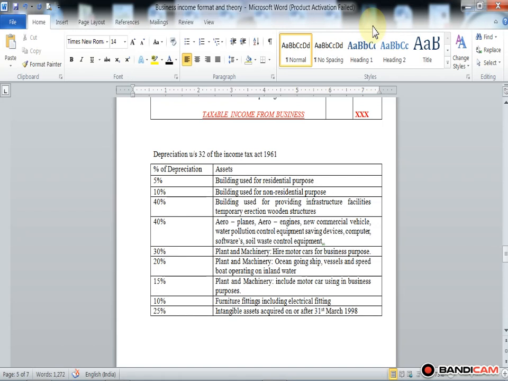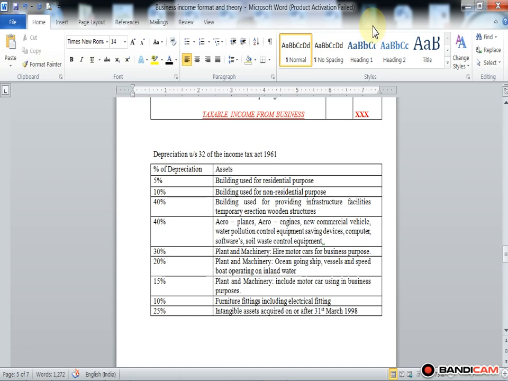Again 40% depreciation is allowed under section 32 of the Income Tax Act 1961 on aeroplanes, aero engines, new commercial vehicles, water pollution control equipment, computer software, and soil waste control equipment.